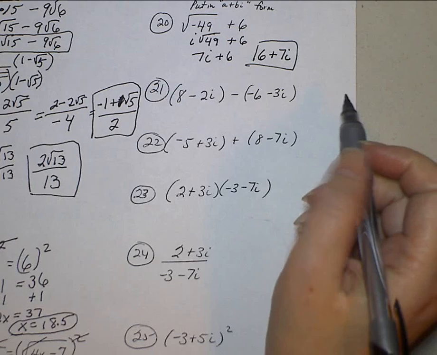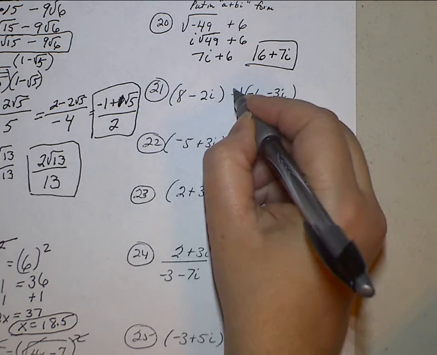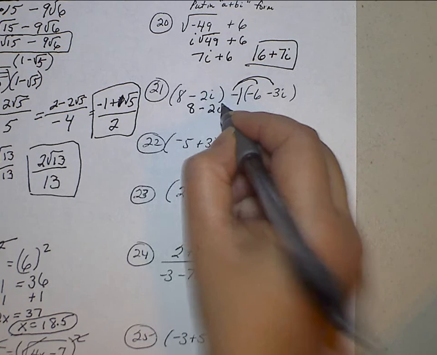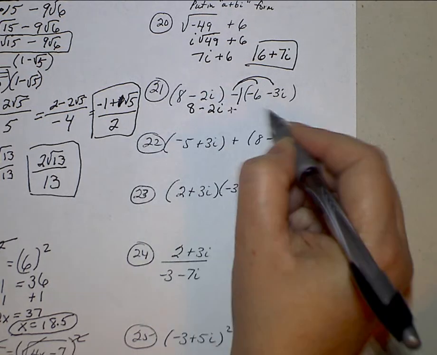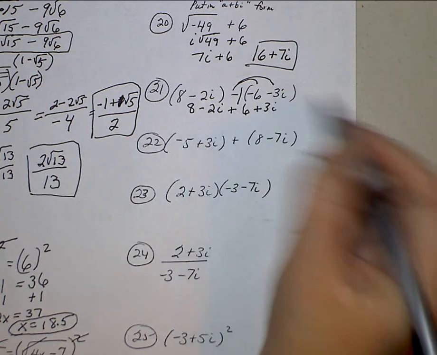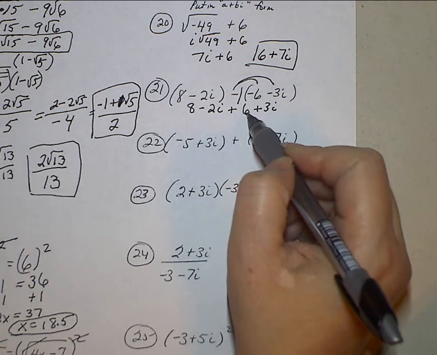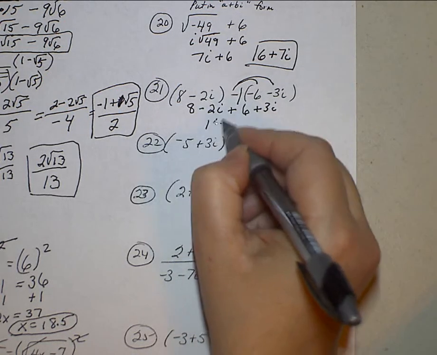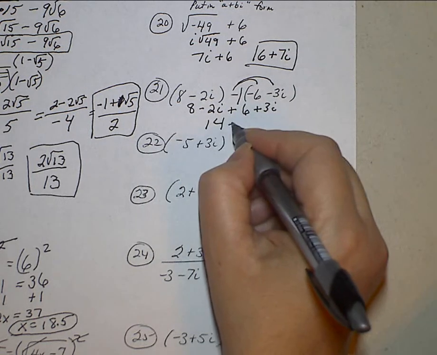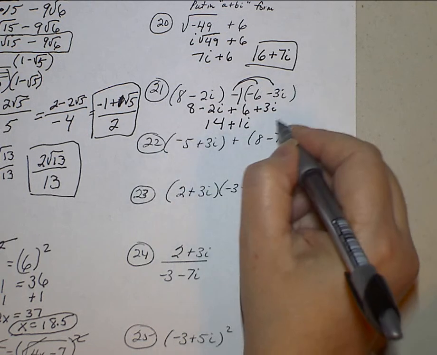This negative here is like saying negative 1. So you're going to distribute it to each one of them. So you have 8 minus 2i. Negative negative is a positive 6. Negative and negative is a positive 3i. Then just combine like terms. So 8 plus 6 is 14. Negative 2i plus 3i is 1i. So you can leave it like that, or 14 plus i.